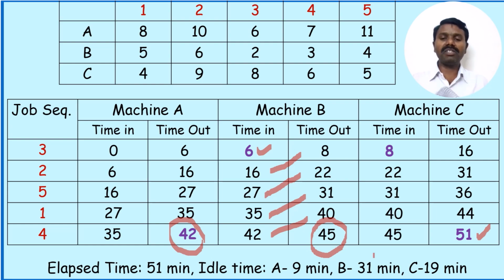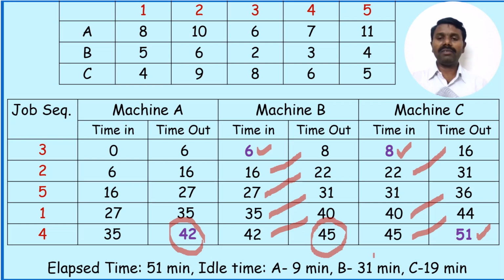Then if you come to mission C, initially it is waiting 8 minutes till it gets the job, and then here if you observe the difference, 22 minus 16, there is 6 minutes, and 31 minus 31, there is no waiting time here, and 40 minus 36, there is 4 minutes waiting time, and here 45 minus 44, there is a waiting time of 1 minute. So if you add all these things, it becomes 19 minutes. So this is how we can calculate the idle time of each mission.